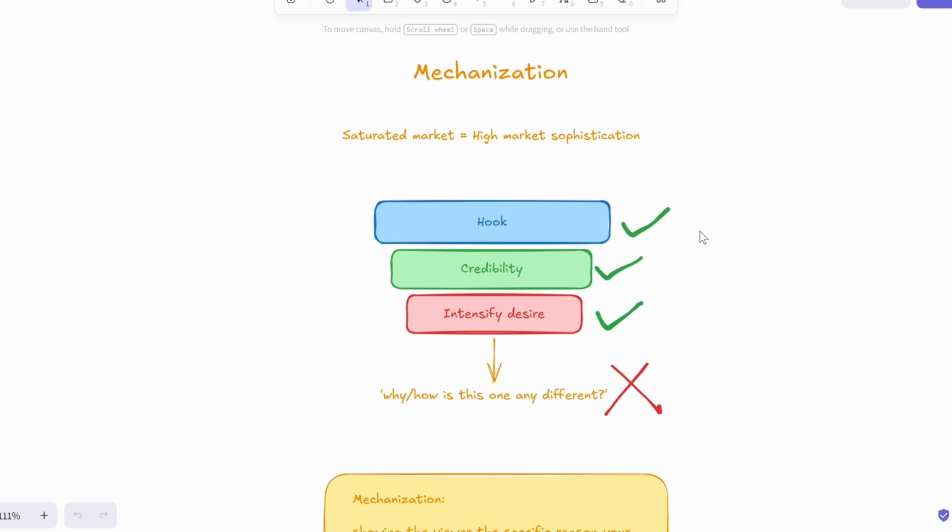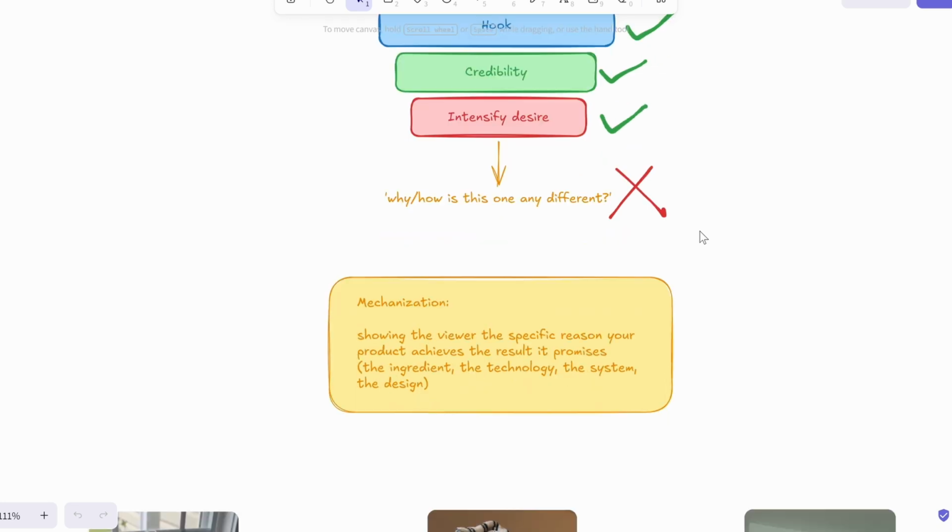It's not about making a bigger claim, it's about showing the viewer the specific reason your product achieves the result it promises. And we're talking about the ingredients, the technology, the system, the design, concrete things that make it the right tool for the job in a way that nothing else does.